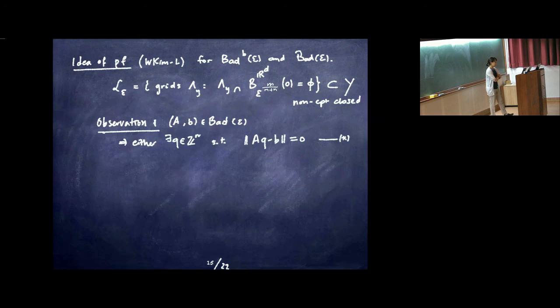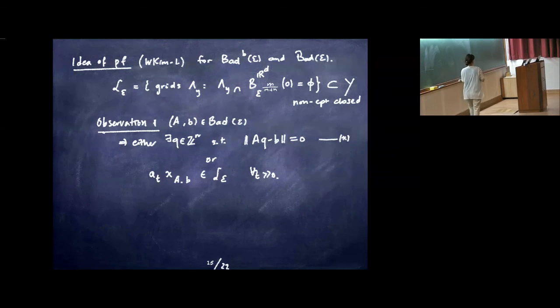Well, we have to have some arguments before that. So we can observe that if (A, B) is in that set, then either there exists some integral vector Q for which AQ minus B is just integral, so the distance to the integral vector is 0, or a_t of the grid X_{A,B} is eventually, so after some time, always inside this L_epsilon, which is some closed, non-compact subset.